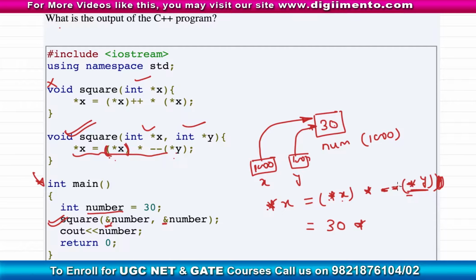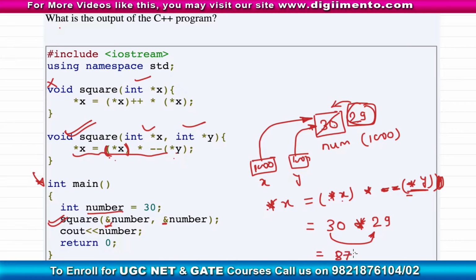But the second highest priority operator is the unary operator, which executes next after the parenthesis. This is the pre-decrement operator, so it decrements the value of number to 29 and then uses this value as the second operand. So 29 will be used here, giving 30 into 29, and 29 is now present in number because of the pre-decrement operator. Now the only operator left is multiplication.